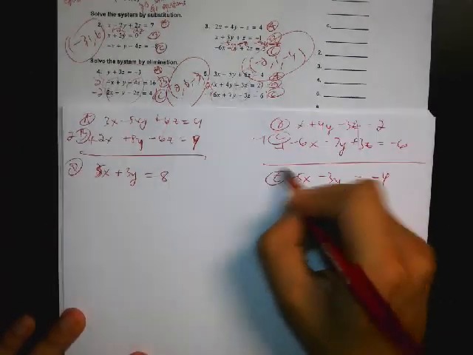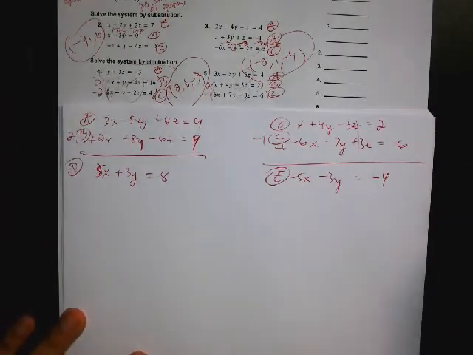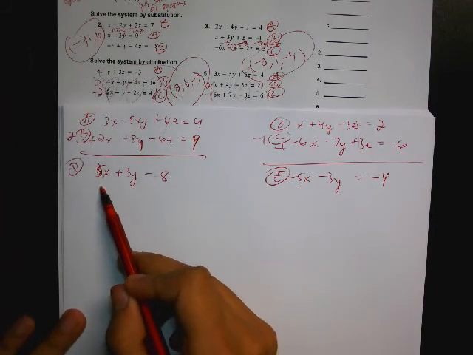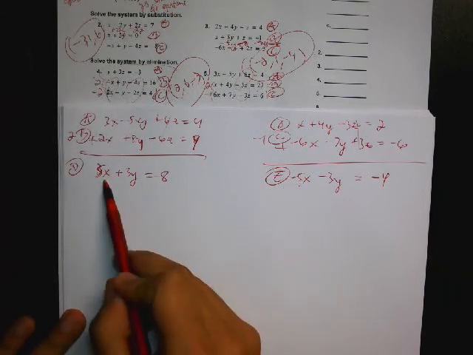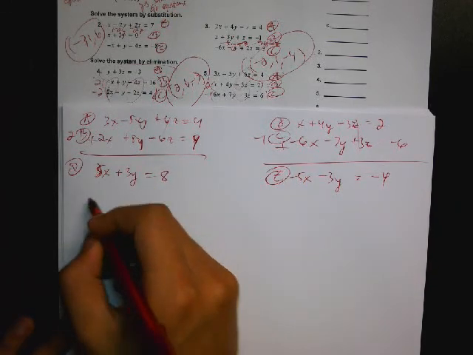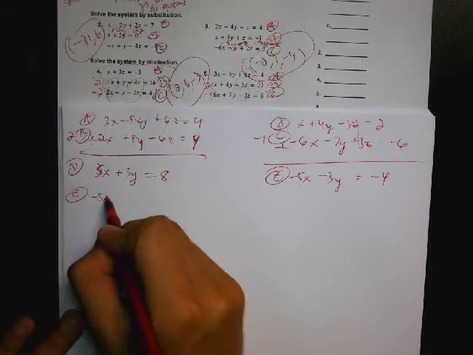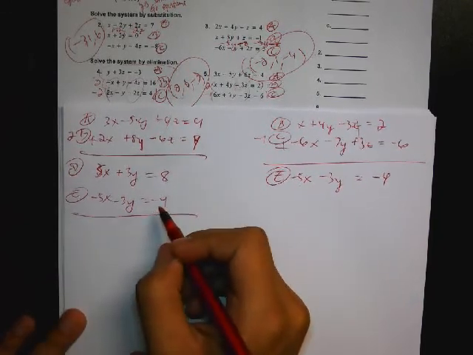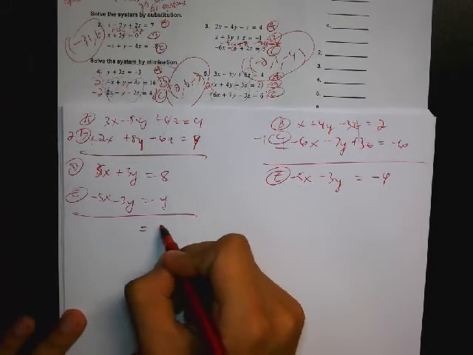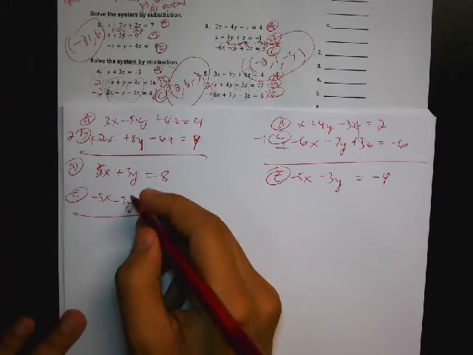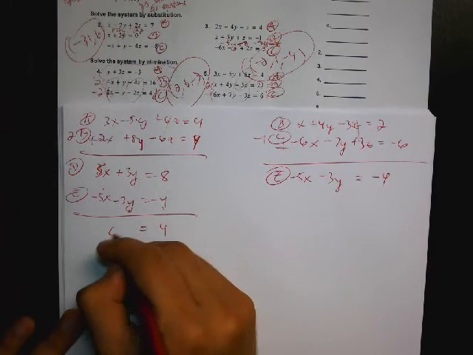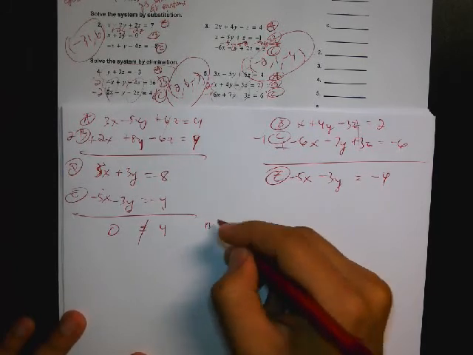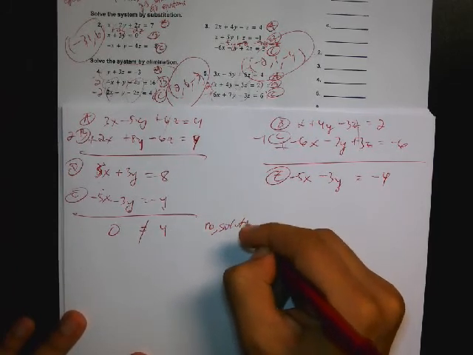Alright, so now I'm looking at D and E. My x's, I'm going to try and cancel those two out. They're the same number, opposite signs, so if I just add them, they will just go away. So it's negative 5x minus 3y equals negative 4. Add those two. On this side I get 4. Y's cancel out, and x's cancel out. So I get 0 equals 4. That's not true. So for this particular system, there is no solution.